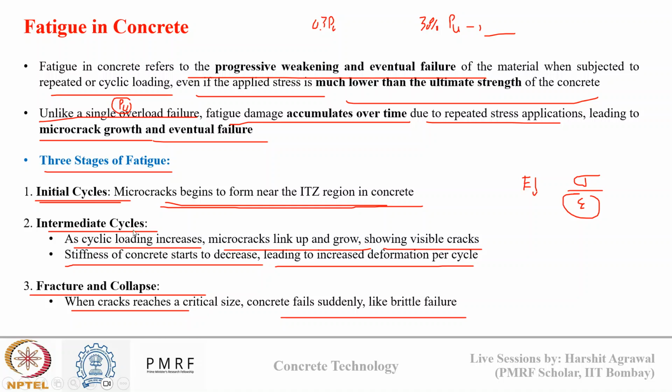Then we talk about different stages of fatigue. At initial cycles, micro cracks form. At intermediate cycles, these cracks grow and link together. And finally, once there is enough cracking in concrete, we see failure and collapse. Okay, this was what I talked about on this slide.